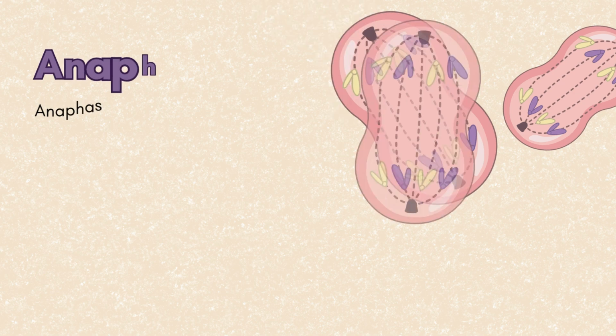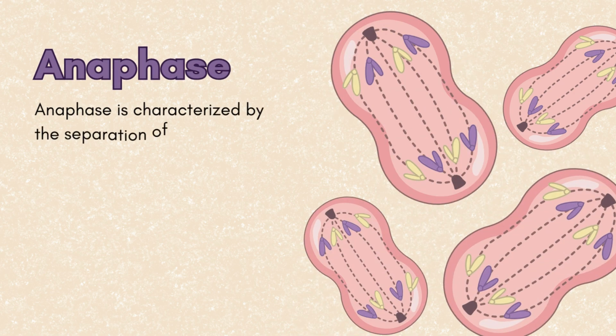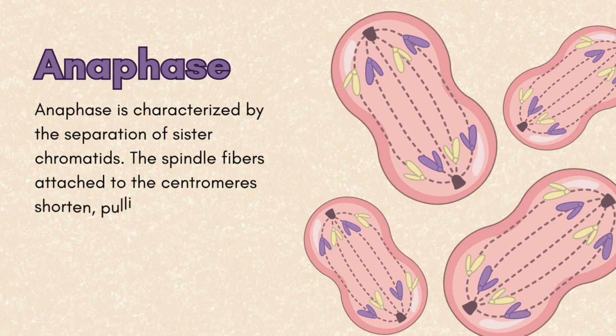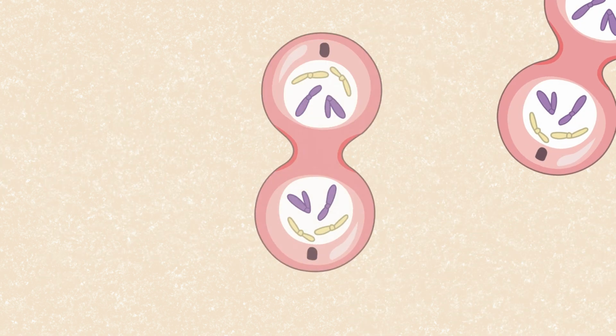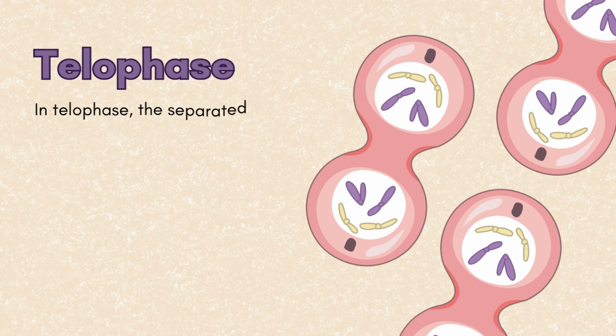In anaphase, the sister chromatids separate as the spindle fibers attached to the centromere shorten. This separation pulls the chromatids toward opposite poles of the cell, guaranteeing that each new cell will have the same genetic material. Telophase is marked by the arrival of the separated chromosomes at the cell poles.